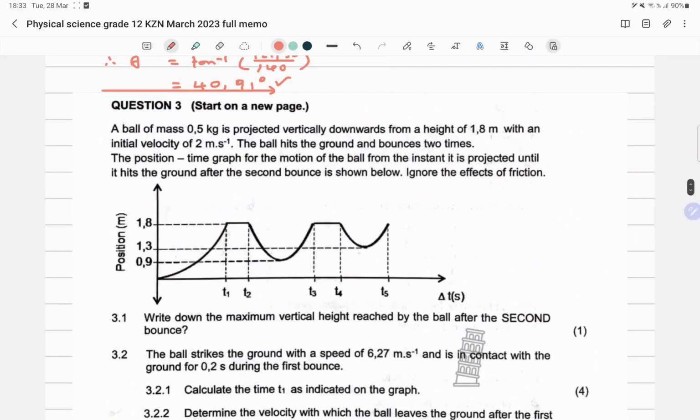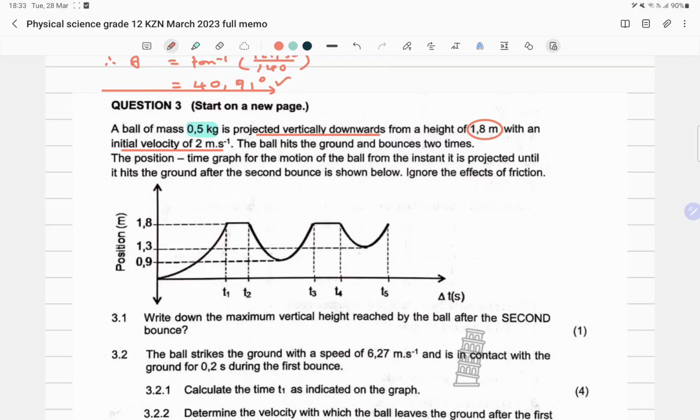Let's just move. Now, question 3 says a ball of mass 0.5 kg is projected vertically downwards. Now, this one is not projected upward as usual, okay? From a height of 1.8 meters with an initial velocity of 2 meters per second. So remember, this is a projectile. As soon as it has an initial velocity, it is a projectile, right?